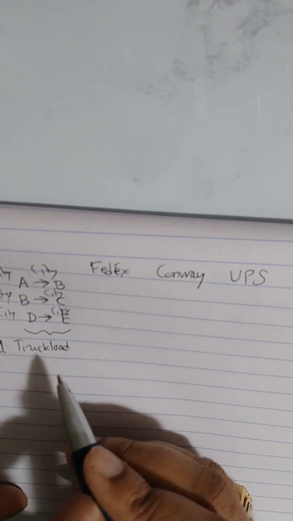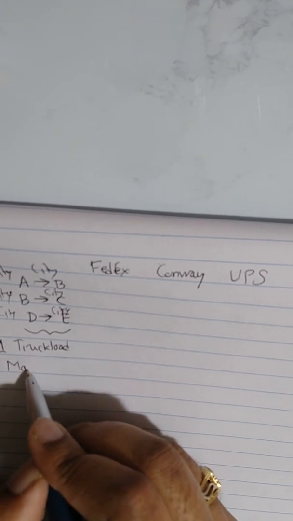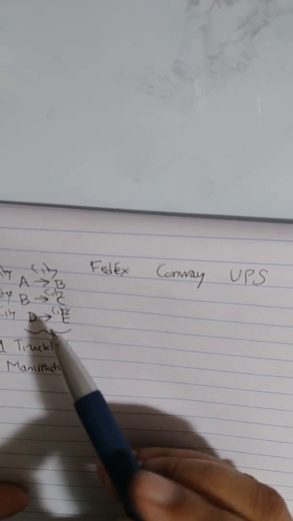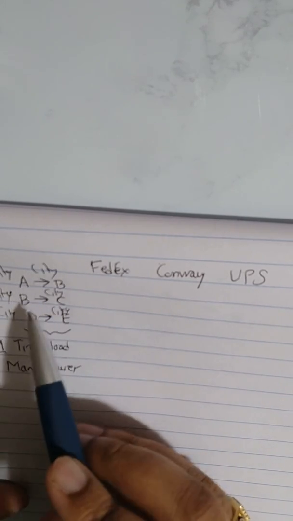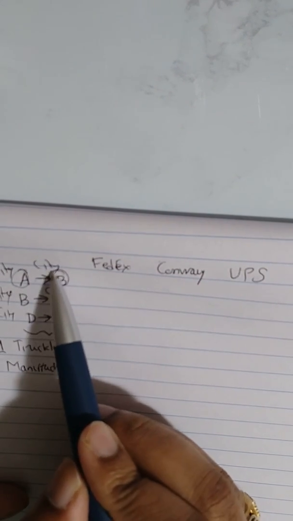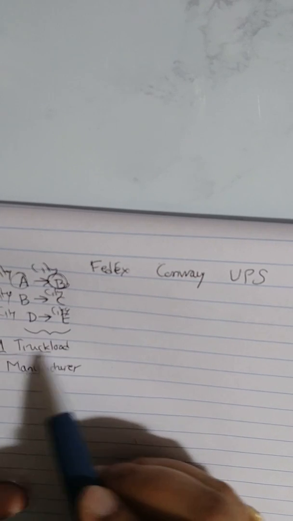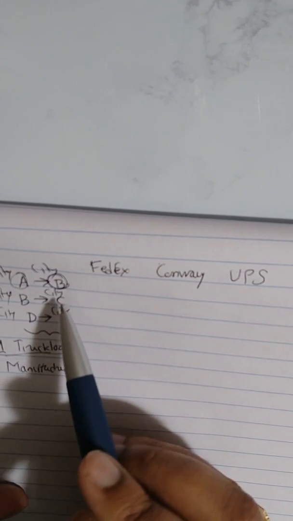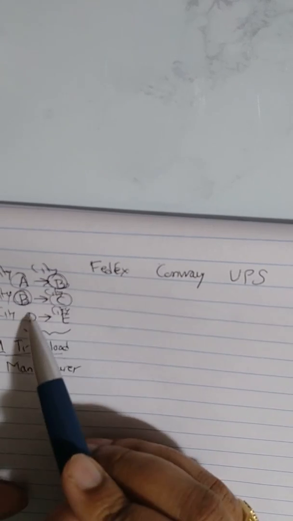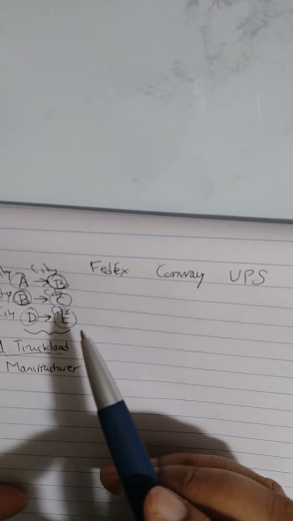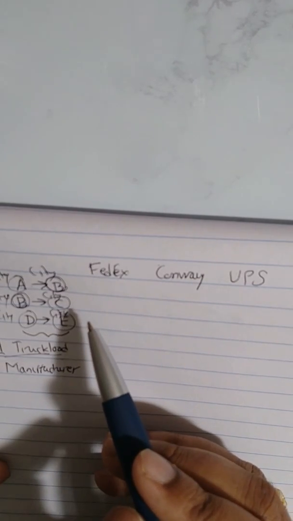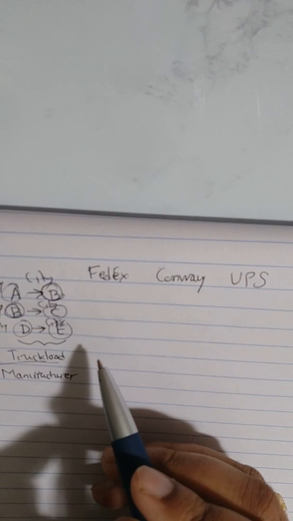Okay, so a firm might be interested in doing this. So for example, if I'm a manufacturer, I'm looking to move the finished goods from a plant in city A to city B, one truckload of it. I might also be interested in moving the finished goods from B to C and from D to E. So this is a very generic scenario, and this is from the transportation side.